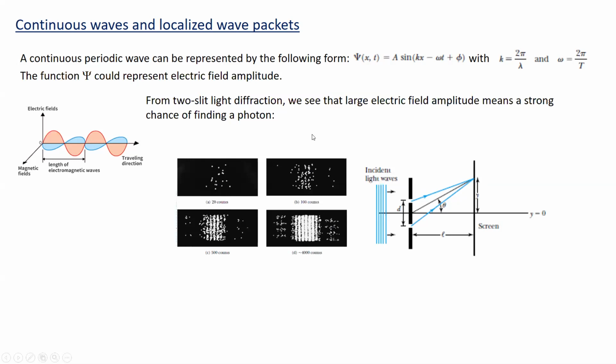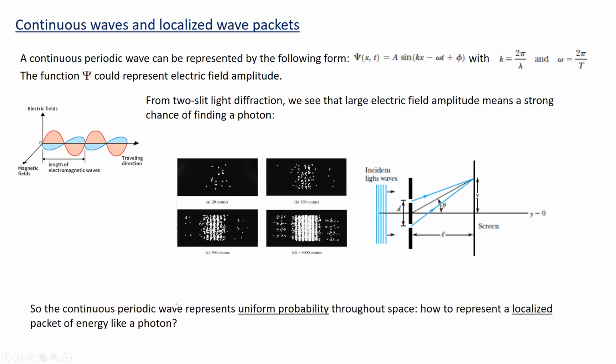What that tells us is that at positions where there's a large electric field amplitude, according to our wave analysis, there's a strong chance of detecting a photon. So that suggests that if we want to represent a particle, we need a wave packet that's localized in space, because a particle is localized, at least to the greatest extent we possibly can. It's not spread throughout space.